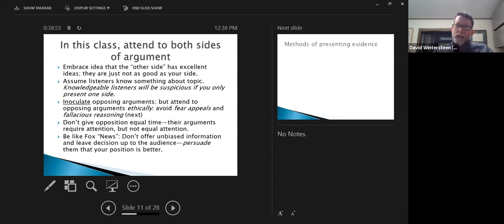Be like Fox News. So don't offer unbiased information and leave the audience decision up to the audience. You need to persuade them that your position is better. You're not just sort of completely even-handed about this. Fox News is intentionally biased. They are intentionally biased in order to oppose what they see as the liberal bias in the rest of the media. So it's okay in your persuasive speech, you're supposed to be having an opinion. Okay, so that's fine. Be that way.